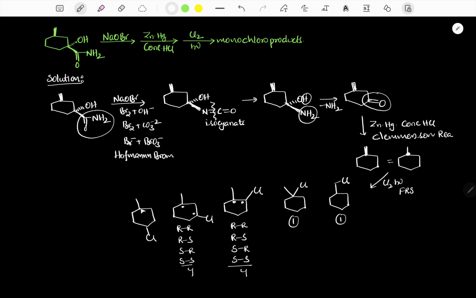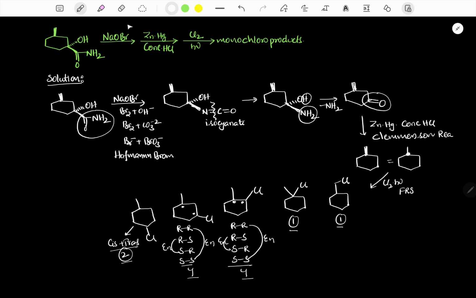Now here there is no chiral center, but here we can write cis isomer plus trans isomer. Therefore we get 2 compounds. Here 2 compounds, here 4 compounds, here 4 compounds, here 1 compound, here 1 compound. So on monochlorination, we get a mixture of products like this. And here these two are enantiomers. In this case also these two are enantiomers and these two are enantiomers.